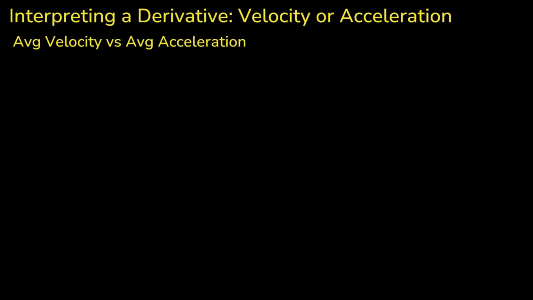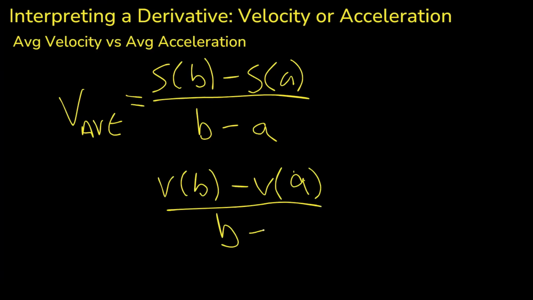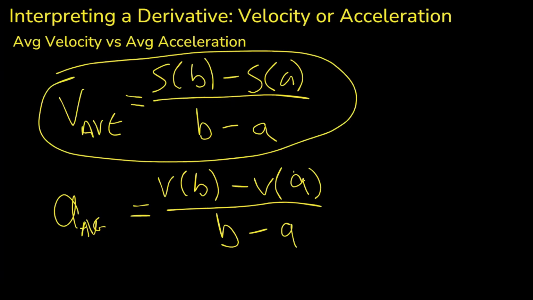When students are asked to find average velocity, you would use the difference quotient S of b minus S of a all over b minus a, where S is understood to be the position function. But oftentimes, students will do the change in velocity over the change in time inadvertently. But this, however, is going to give you the average acceleration. So just be careful. The average velocity formula is change in position over change in time.